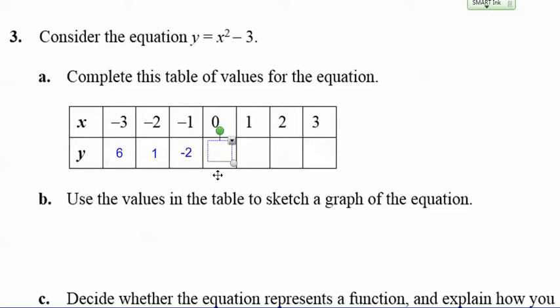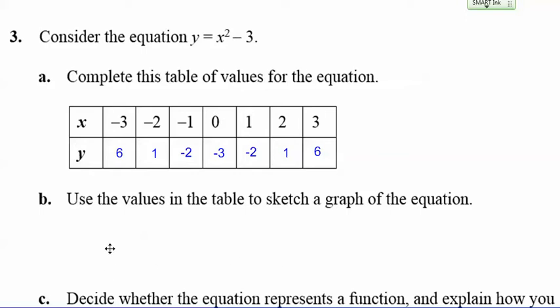0 squared is 0. 0 minus 3 is negative 3. 1 squared is 1, minus 3 is negative 2. 2 squared is 4, minus 3 is 1. And 3 squared is 9, minus 3 is 6. You can see this symmetry here around the 0, the input 0. So use the values in the table to sketch a graph of the equation.